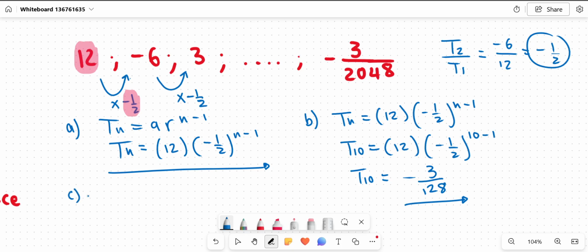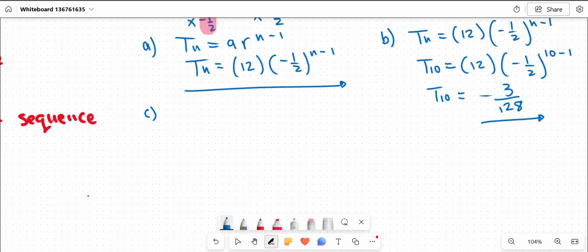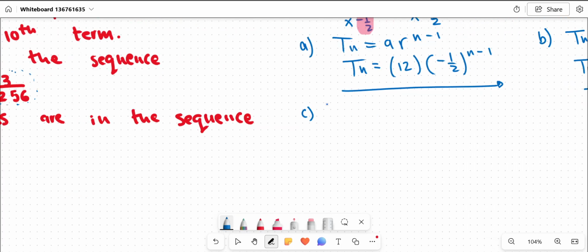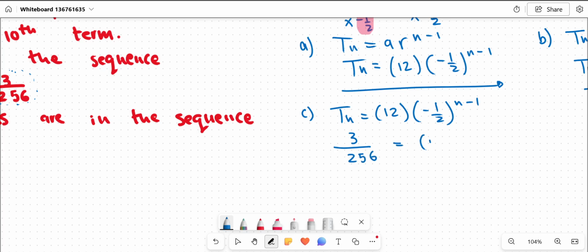Then question C asked us, which number of the pattern is equal to 3 over 225? So we take our Tn formula again, which is 12 times negative a half to the n minus 1, but this time we substitute that number for Tn. So you end up getting this equal to 12 times negative a half to the n minus 1. Then how do you solve this?